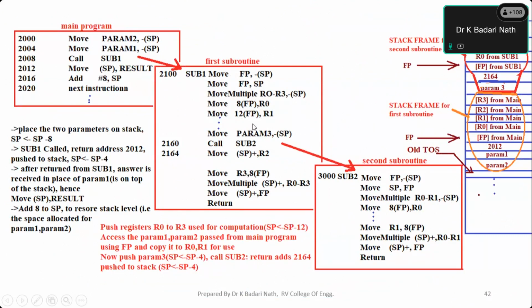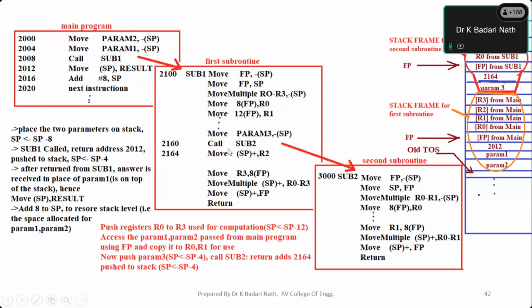Once I finish all my logic, I may require calling one more subroutine to implement another logic. So now I am setting up a call for another subroutine. Before setting up, what are the things I have to do? I have to push the arguments required to call the subroutine. Now assume that only one argument is required for calling subroutine 2. So parameter 3, look at that. Now the first stack frame is completed, and the second stack frame starts. What is the first element of the second stack frame? Parameter 3, I pushed it. Now call subroutine 2. What is the return address? 2164. 2164 is saved there.